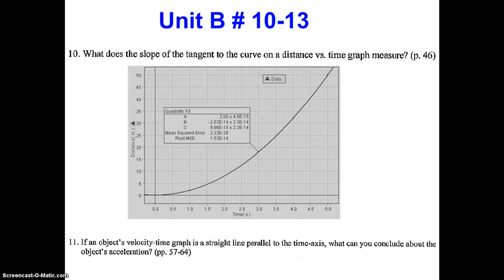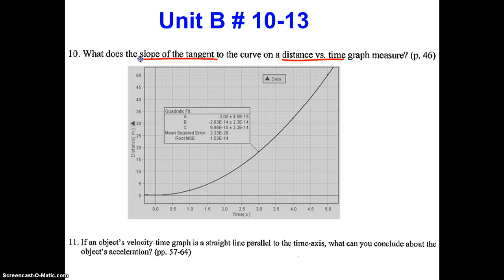What does the slope of the tangent to the curve on a distance versus time graph measure? What does the slope of the tangent to the curve represent on a distance versus time graph? Well, by now you're familiar with the fact that the slope of a best fit straight line on a distance time graph is the average velocity.